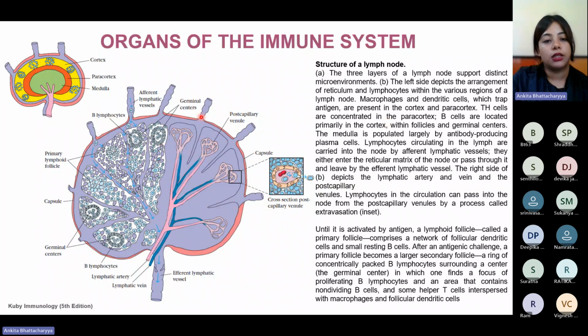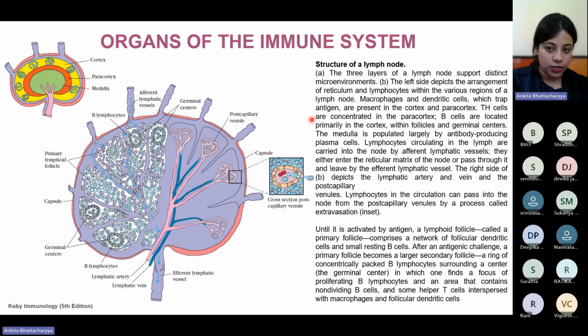So this is a simpler representation of a lymph node, and then we come into the more detailed structure of the lymph node. Here I'll read out the legend so that we can refer to it simultaneously with the figure. In the bigger picture, what you see here on the left side depicts the arrangement of reticulum and lymphocytes within various regions of the lymph node. Macrophages and dendritic cells. What are those? You already remembered that they are antigen-presenting cells.